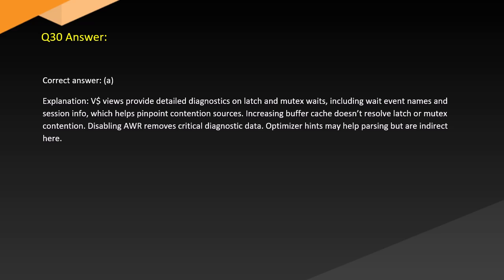Answer. Correct answer, A. Explanation. V$ views provide detailed diagnostics on latch and mutex waits, including wait event names and session info, which helps pinpoint contention sources. Increasing buffer cache doesn't resolve latch or mutex contention. Disabling AWR removes critical diagnostic data. Optimizer hints may help parsing but are indirect here.